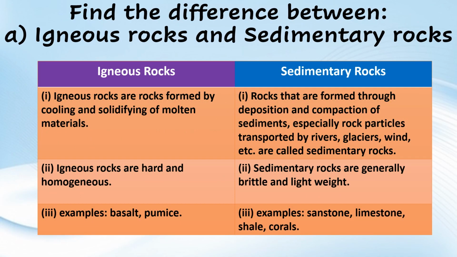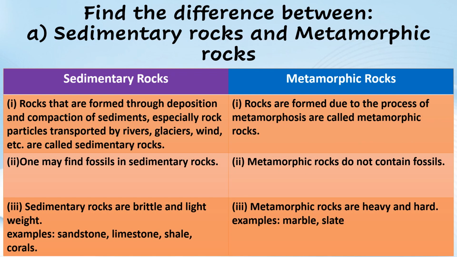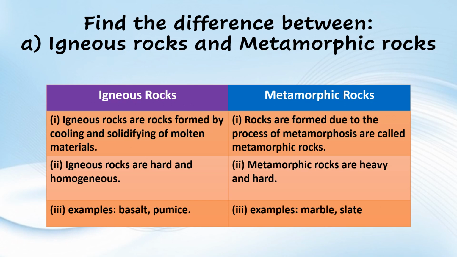Then you have the difference between igneous and sedimentary rocks. What we have just learned is provided to you in the distinguish between. And the second distinguish between is sedimentary and metamorphic rocks. First we had igneous and sedimentary, now we have sedimentary and metamorphic. Next you are having igneous and metamorphic rocks. Okay, all three you just have to see and write.